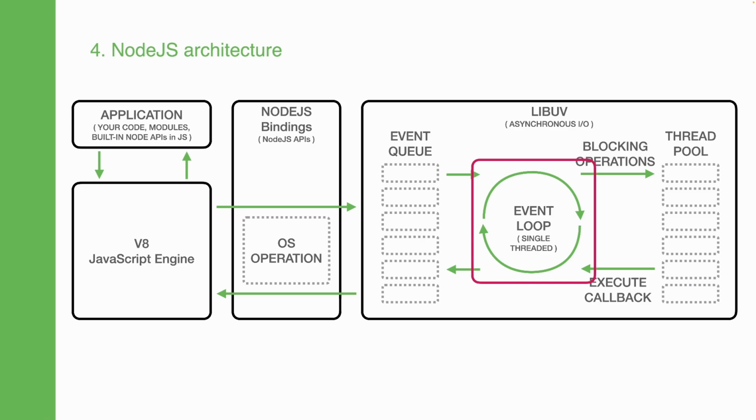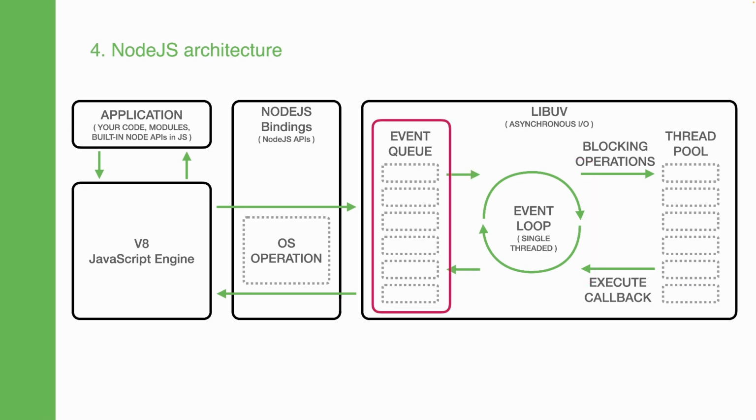It continuously checks the event queue for pending events. It efficiently handles callbacks, ensuring non-blocking execution. This allows Node.js to process multiple tasks concurrently without blocking the main thread. The event loop processes events in a loop, as you'd expect from the name, triggering associated callback functions and optimizing resource usage.